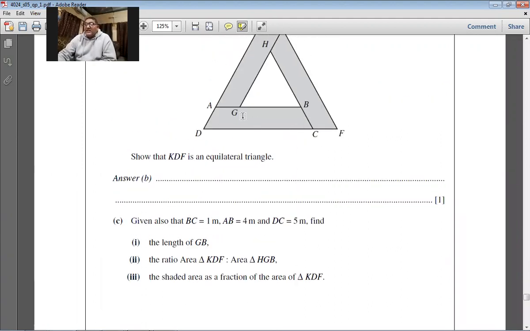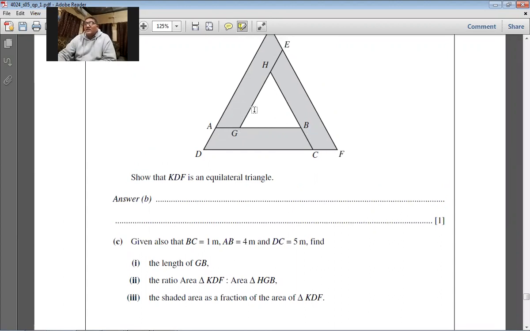Okay, so try to understand the GB. A to B is 4, and B to C is 1. If BC is 1, then the AG will also be 1, because they all are congruent to each other. If the AB is 4 and the BC is 1, then the AD will also be 1 and the AG will also be 1. Then if AB is 4 and the AG is 1, then the GB will be 3. Then they ask you to find out the ratio.